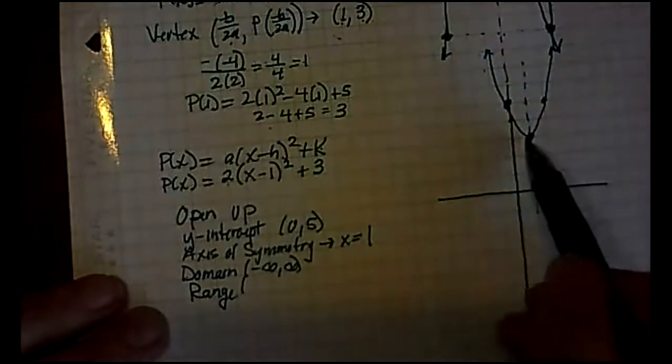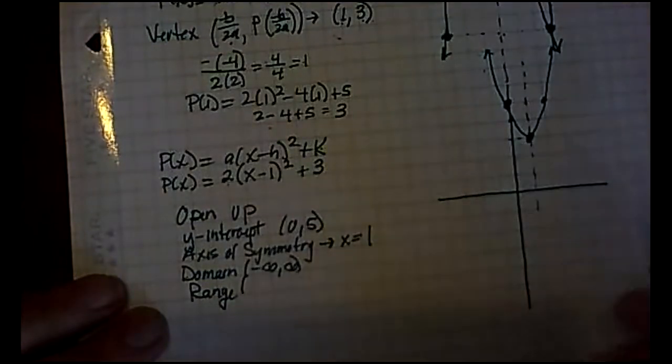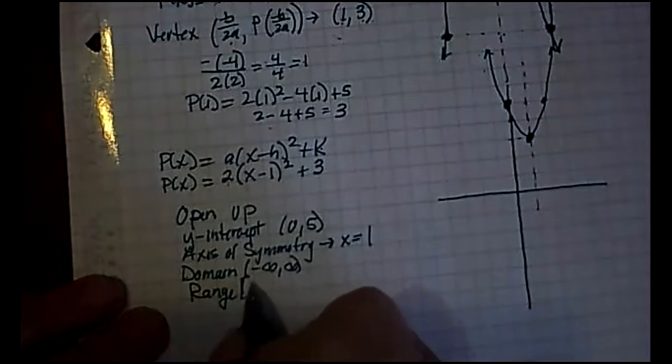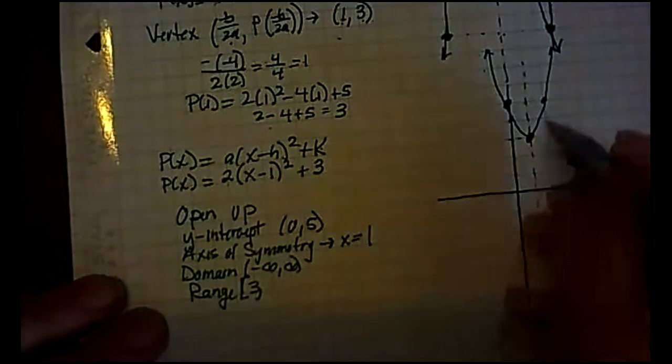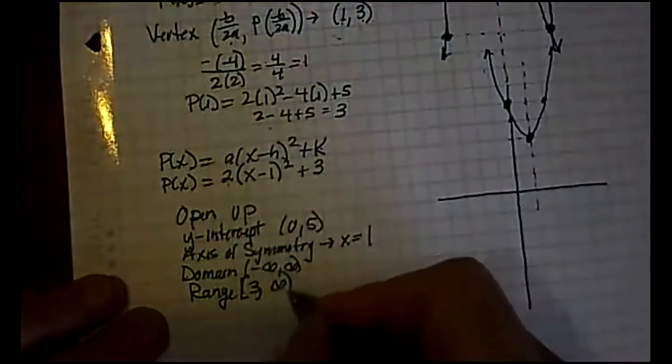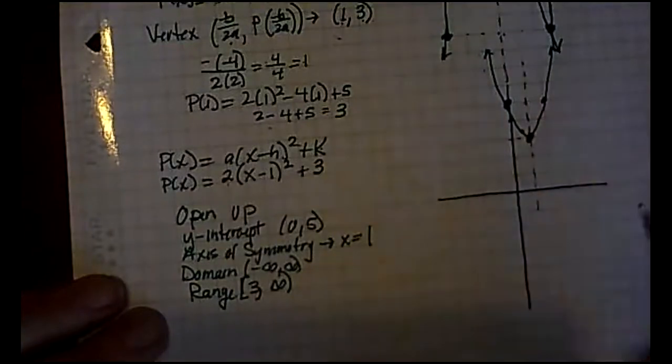So start from the bottom and work your way up. So what's the bottom? 1, 2, 3. It's 3 and it's a bracket. And it goes all the way up to +infinity. It's a bracket because this is continuous.